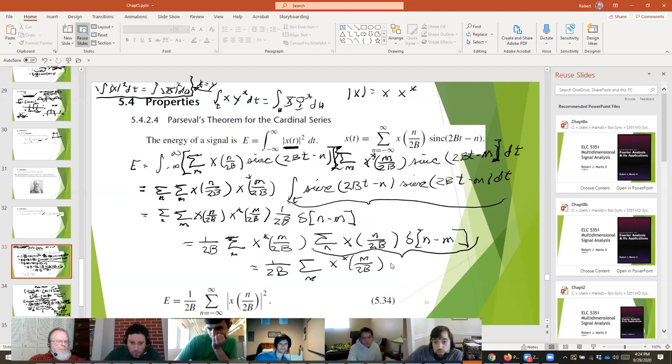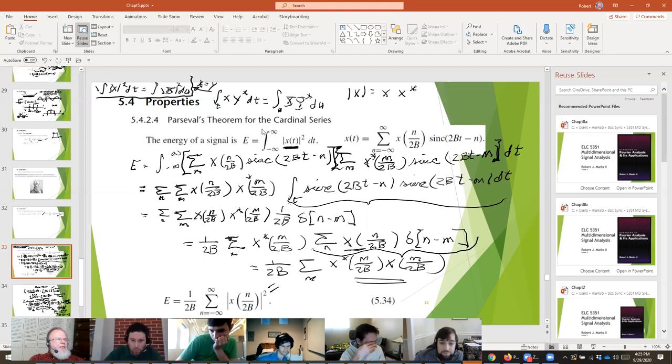So the whole sum is equal to x at n equals m, X of m over 2b. So this is the sifting property of the Kronecker delta. We get back this summand evaluated at n is equal to m, okay? And so you can see that we have derived that the energy, these two combine, of course, the magnitude squared of x, correct? And therefore, we have shown Parseval's theorem.